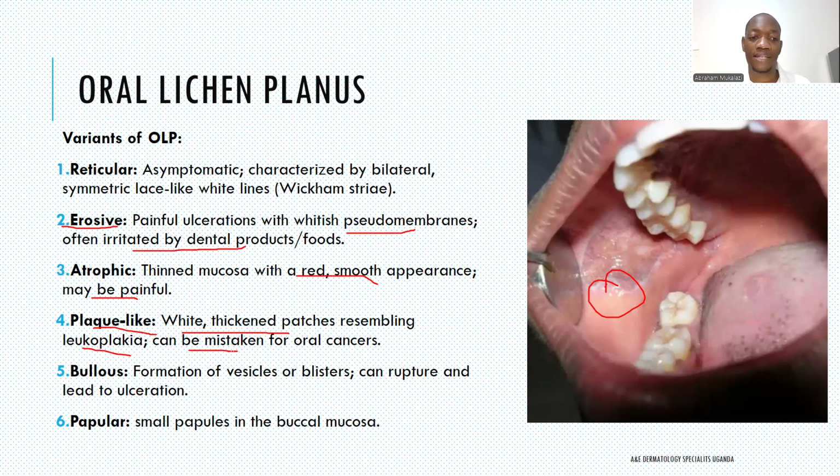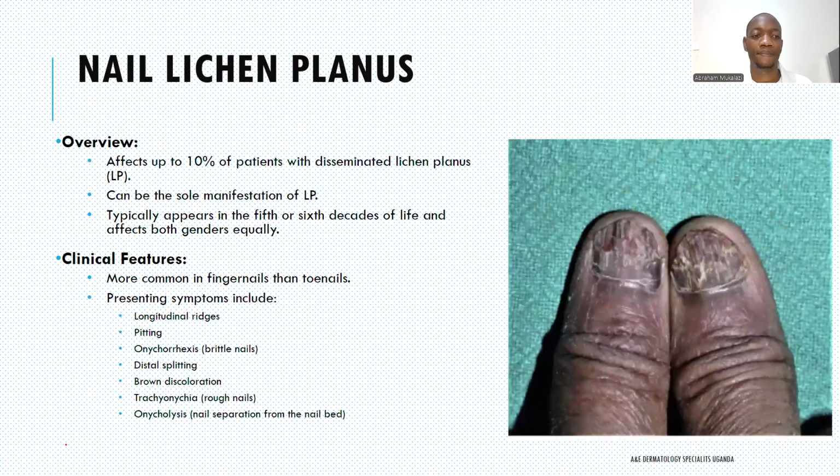Then you can also get the bullous type, where you form vesicles and blisters in the mouth that can rupture, leading to development of ulcerations or even erosions. That's the bullous type. Then you can also have the papular type. In this case, you'll have very tiny, small papules on the buccal mucosa that will also be lichenoid. So in oral lichen planus, you can have these morphological variants: reticular, erosive, atrophic, plaque-like, bullous, and papular.